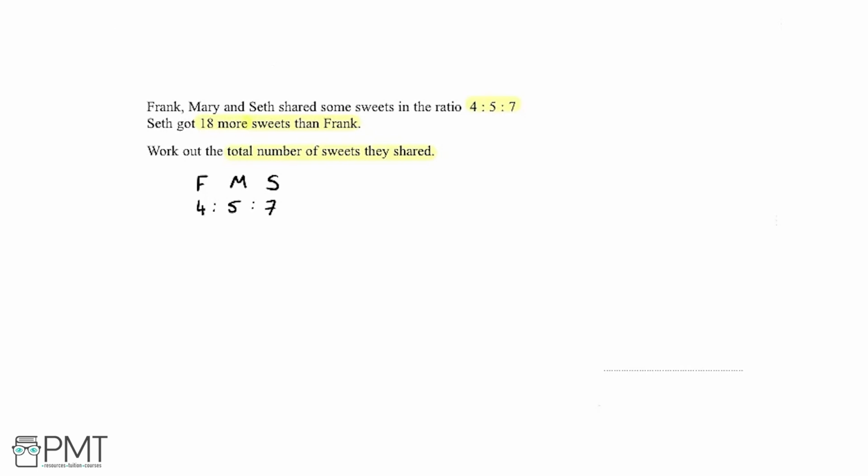Now this is the key part. Seth got 18 more sweets than Frank. If we decode the wording in the question, we're saying Seth got 18 more sweets than Frank. So what we're referring to is the difference between Seth and Frank. And when we mention difference, we talk about subtraction. So we know we're going to have to use subtraction.